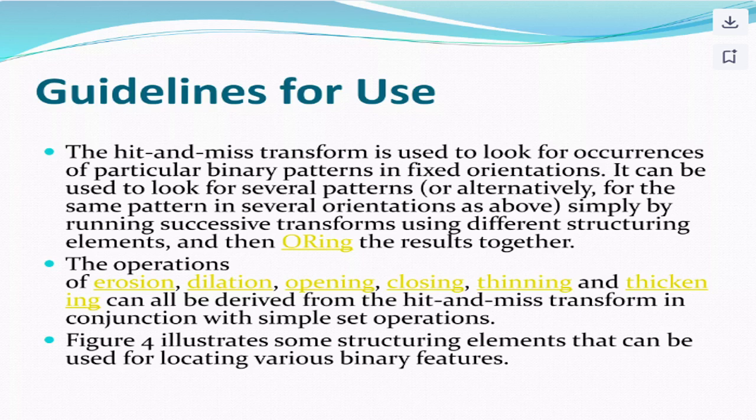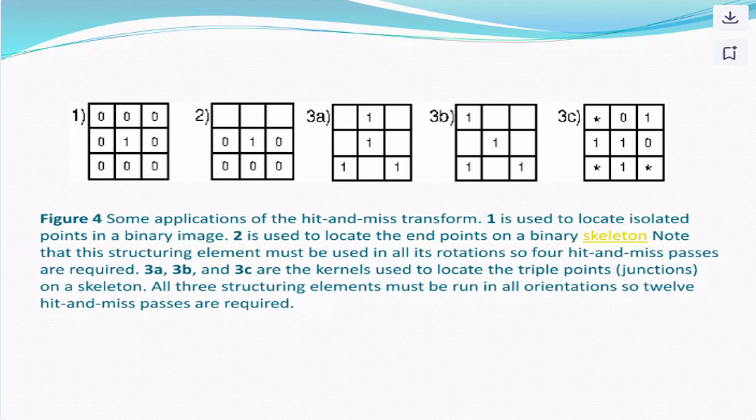To locate a triple point on a skeleton, three different structuring elements are used. Each structuring element must be applied in four orientations, resulting in a total of 12 passes. So these examples demonstrate how structuring elements can be tailored for specific patterns, making the hit and miss transform a powerful tool for binary image analysis. So that is the hit and miss transform.